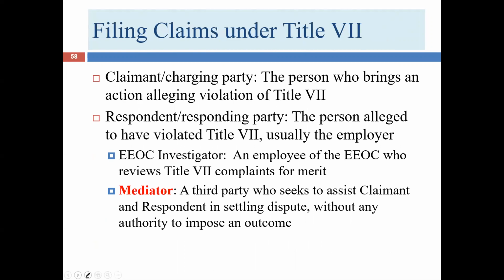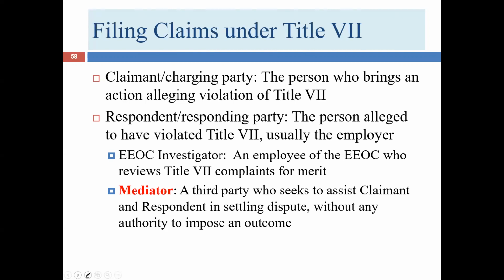Once the charge is filed, the investigator assigned to the charge will send it to the employer and ask the employer to respond to the allegations. The investigator will probably ask specific questions about the allegations, maybe ask for some comparative data from the employer. In addition, the investigator will likely invite both parties to a mediation.